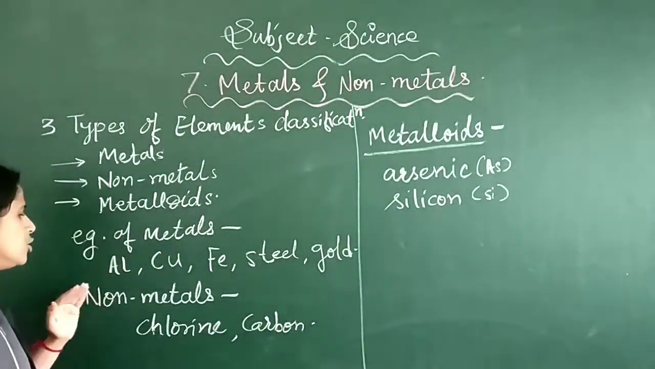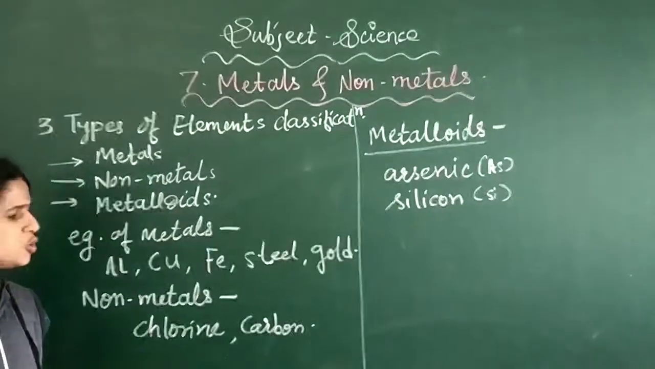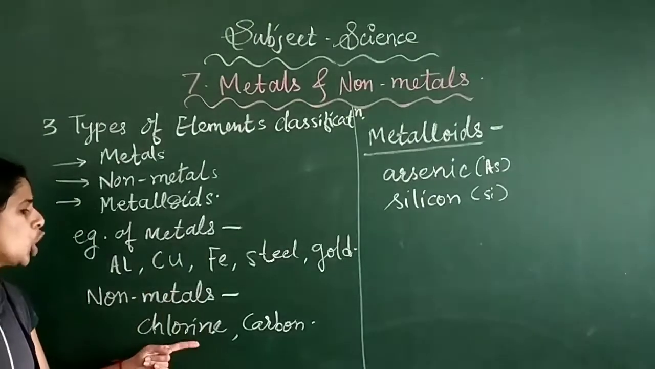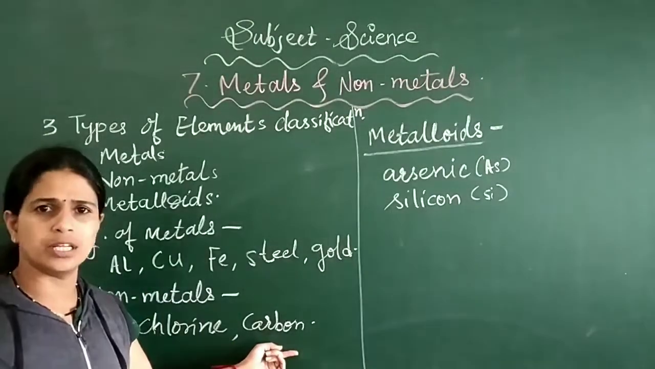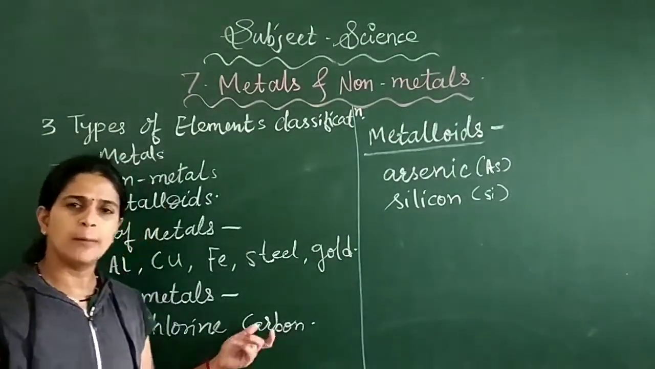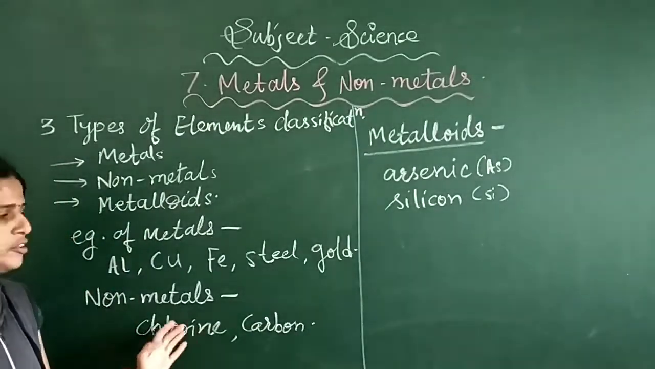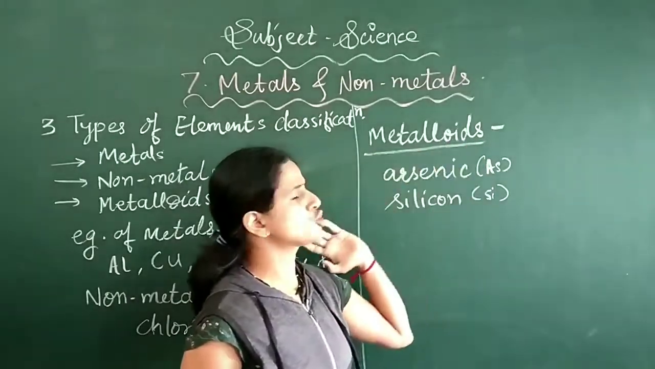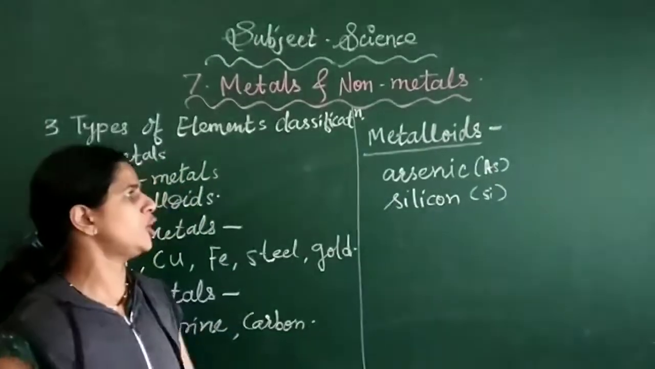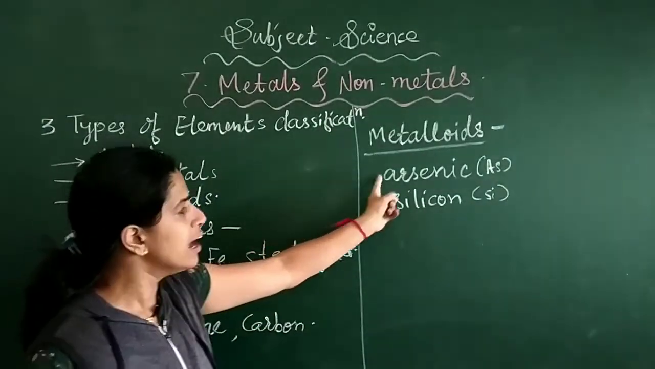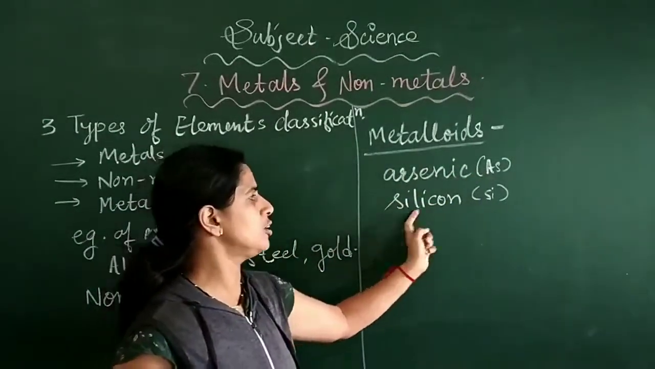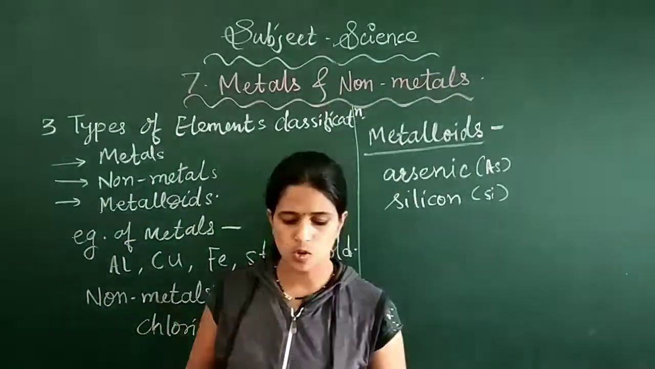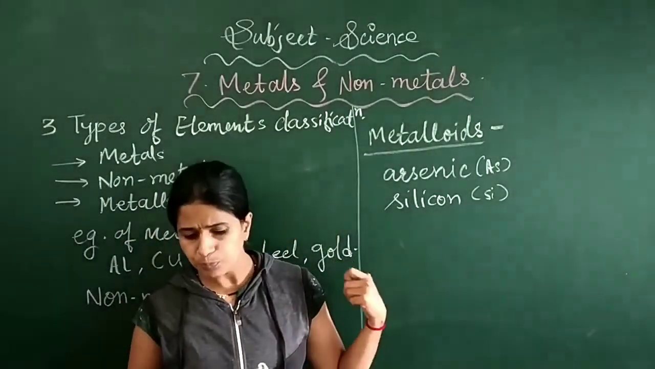Now the next is non-metals. So which are the non-metals? The examples of non-metals are chlorine and carbon. There are so many examples, but you just write down at least two, that is chlorine and carbon. Third point is metalloids. So I give you two examples of metalloids. Write down arsenic, As, and silicon, Si. These are the two examples of metalloids. So write down in your question number 2.